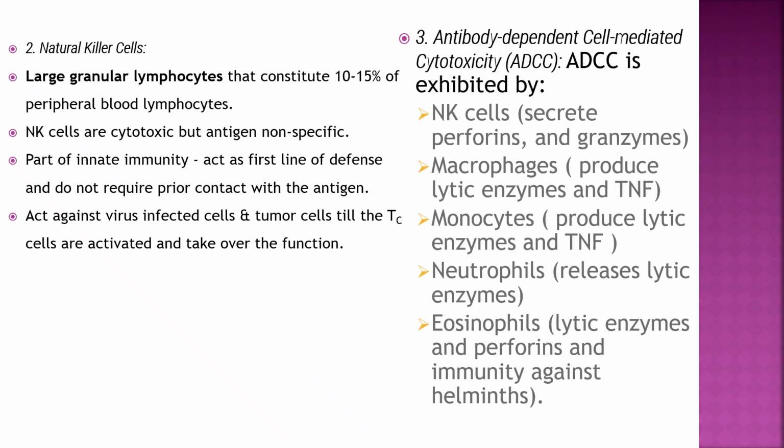Second, natural killer cells: large granular lymphocytes that constitute 10 to 15% of the peripheral blood lymphocytes. NK cells are cytotoxic but antigen non-specific, part of innate immunity, act as the first line of defense and do not require prior contact with the antigen. They act against virus-infected cells and tumor cells till the cytotoxic T cells are activated and take over the function.